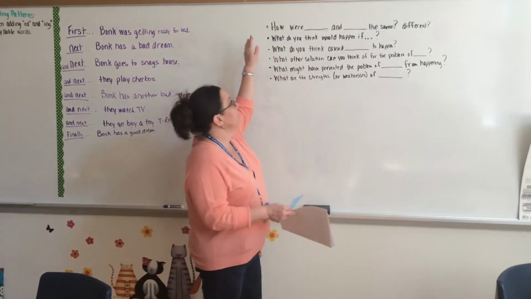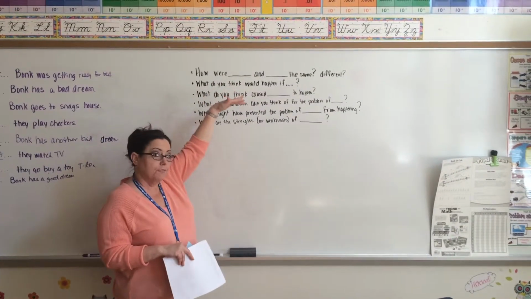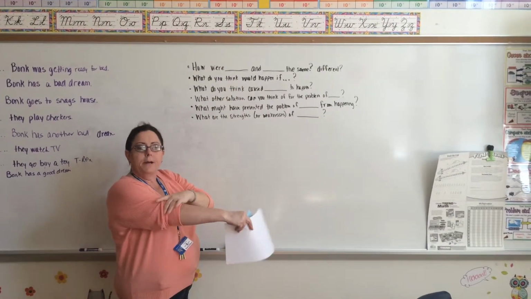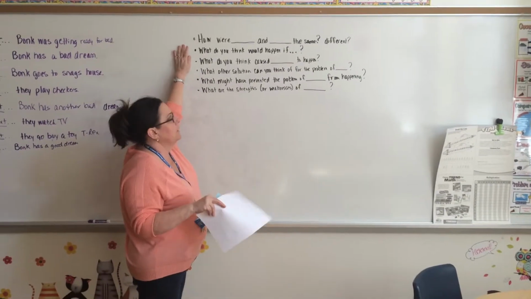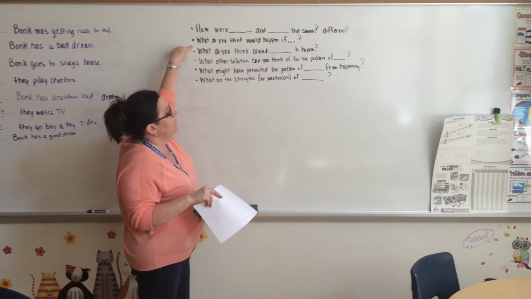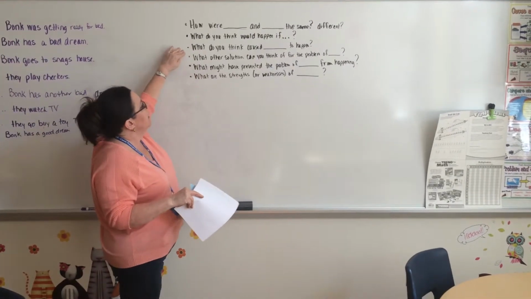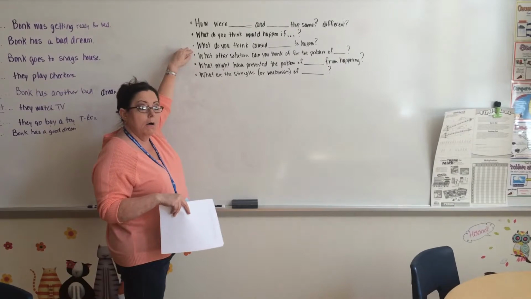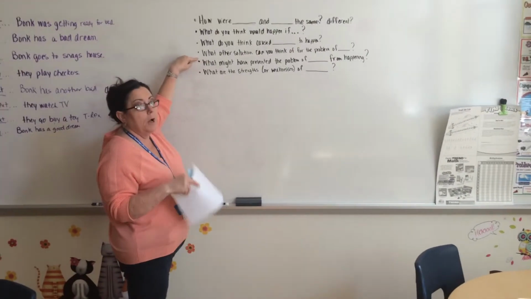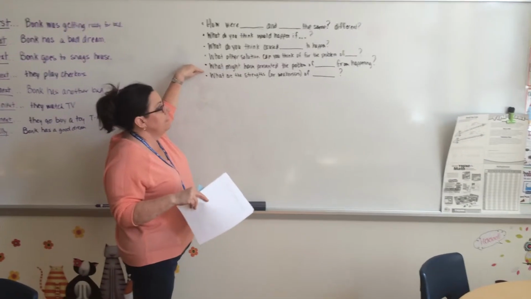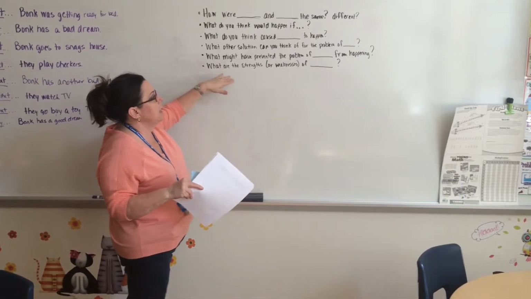Show these sentences. Right here, how were blank and blank the same? How were they different? And here we are with our comparisons, compare and contrast, which is really good. You know, I'm 4th and 5th grade, so here we go with Common Core. What do you think would happen if, in other words, what happened if this happened in the story instead of this? Another question is, what do you think caused blank to happen? What other solution can you think of for the problem of? What might have prevented the problem of blank from happening? And what are the strengths or weaknesses of blank?